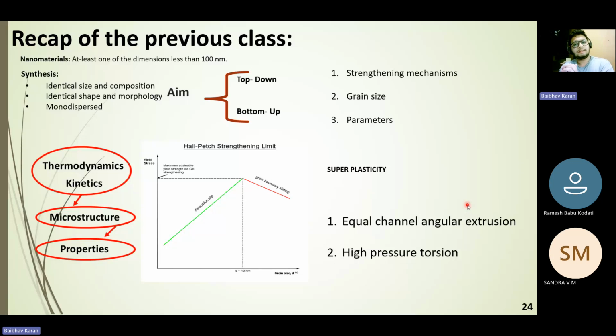But the problem with these methods is that they are used for small scale industries. We cannot create large materials with this kind of technique. So the industrial scalability is very poor for these methods. And another thing is we are creating severe plastic deformation in the material, so we require more energy to create it. More energy is required in these two types of processes. So these are the two disadvantages we studied about these two processes.